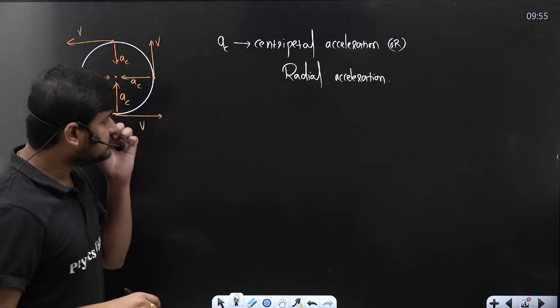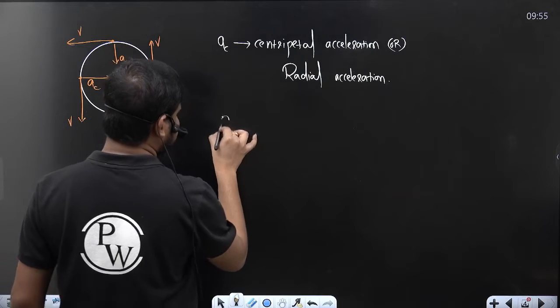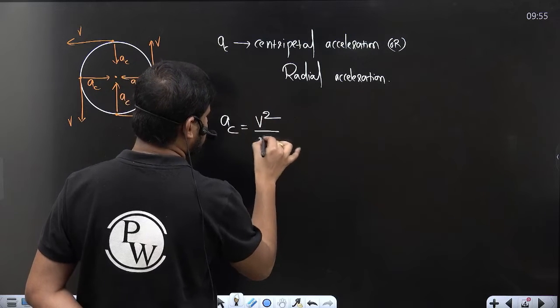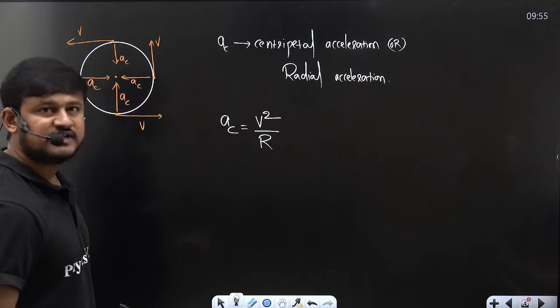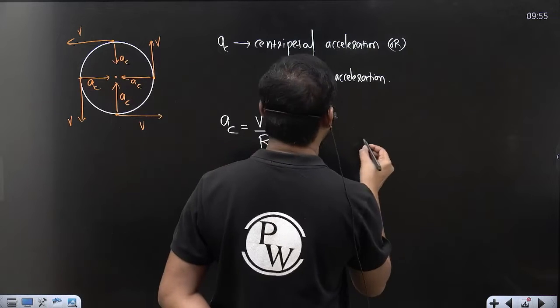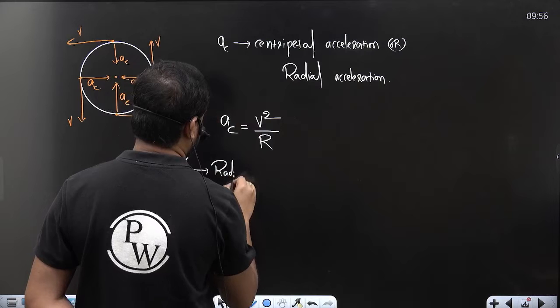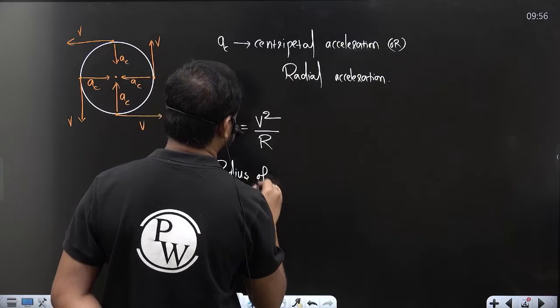Okay, fine, this part. Next. So this AC formula is given as V square by R, where R is the radius of the circular path.